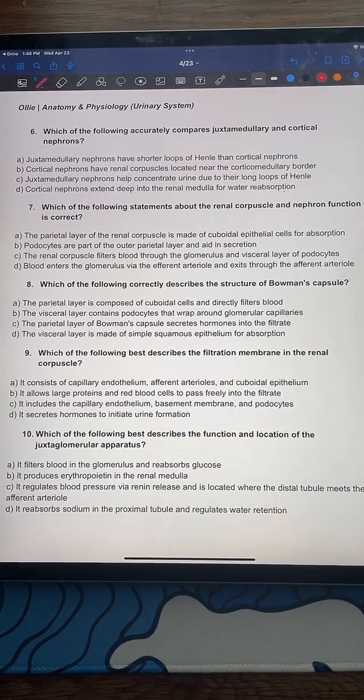Which of the following accurately compares juxtamedullary and cortical nephrons?